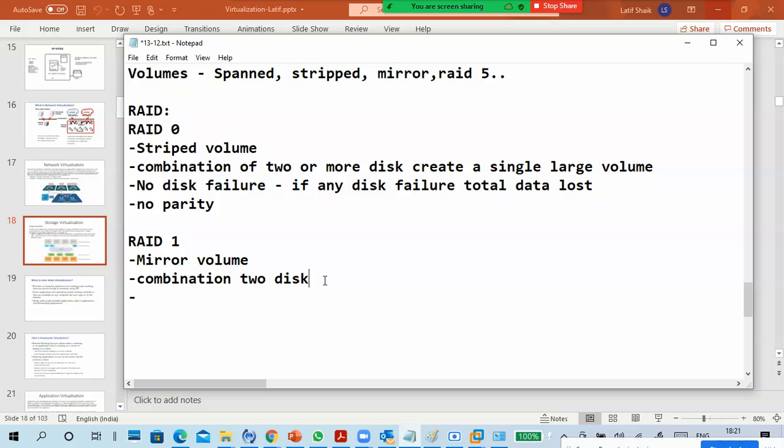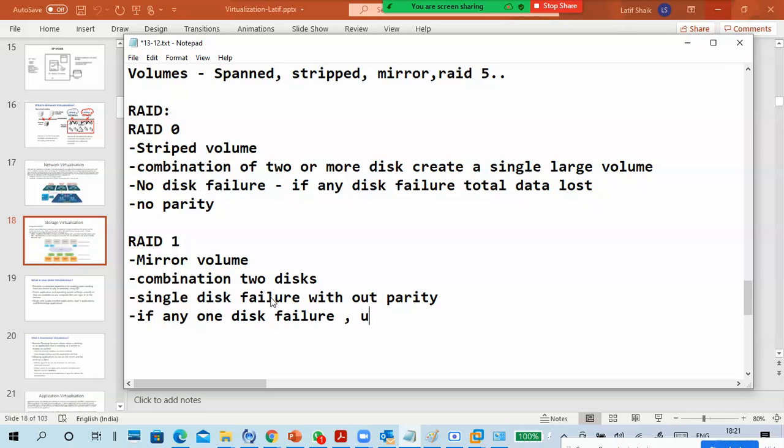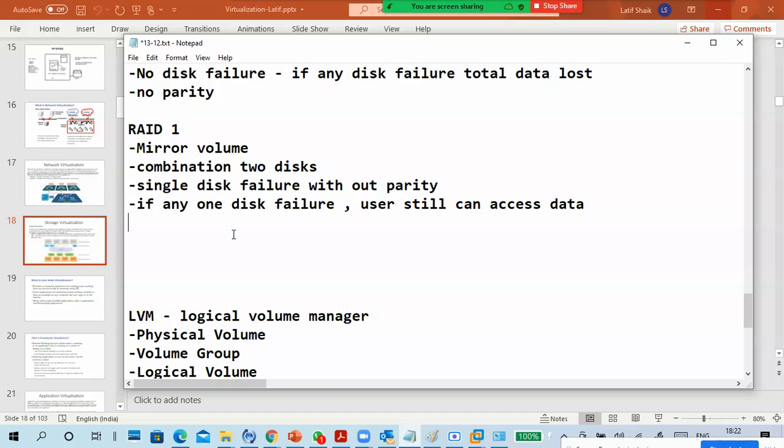Combination of two disks, only two disks. It is single disk failure without parity, which means if any one disk fails, the user can still access the data. Here in RAID 0 there is no access, here we are still able to access the data. The total volume you get is half of the total disk capacity.